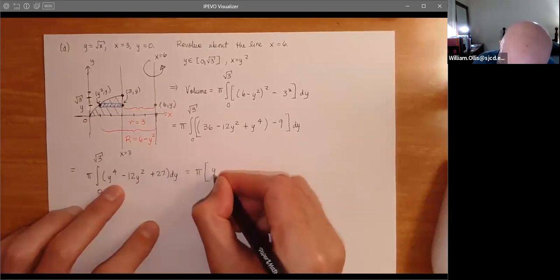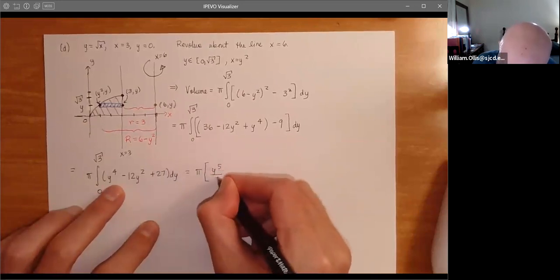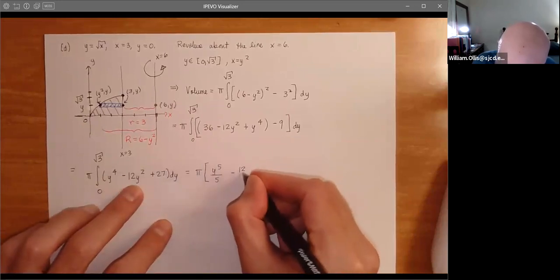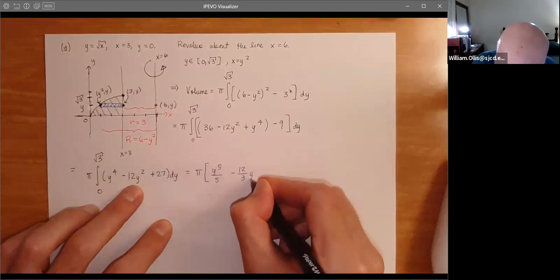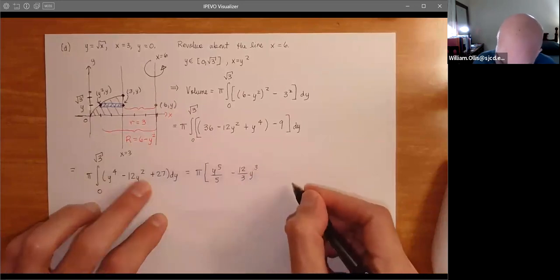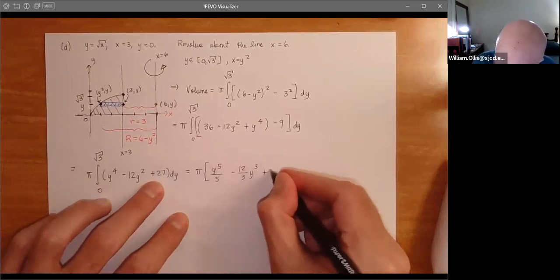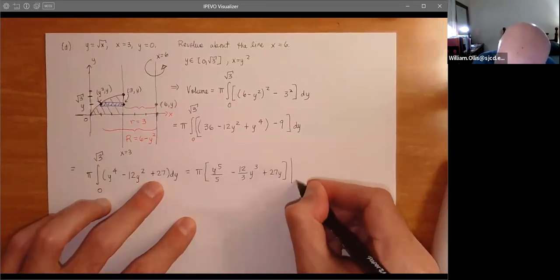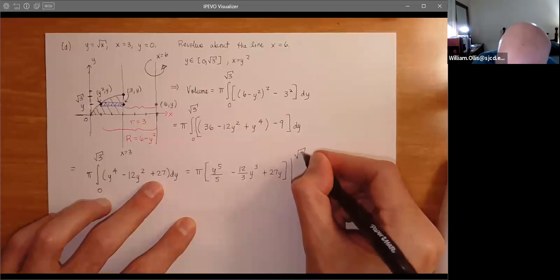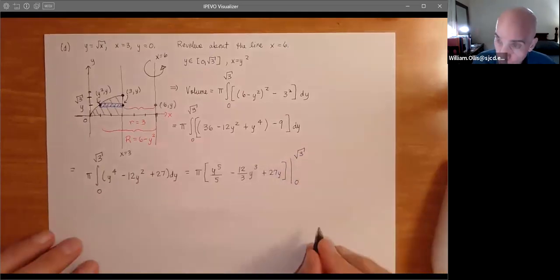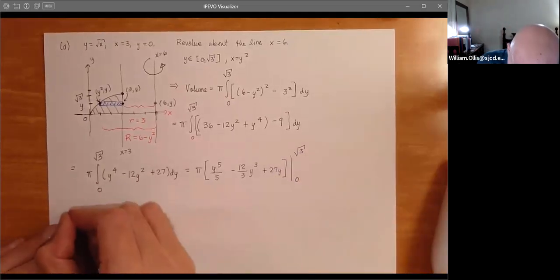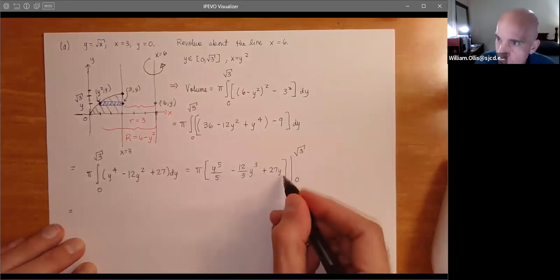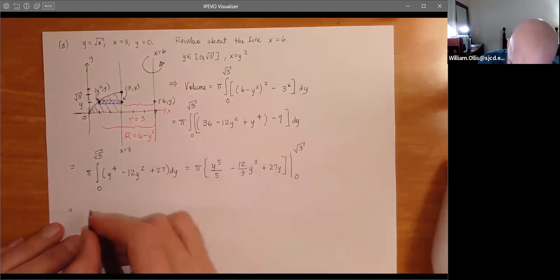So we get y to the 5th over 5, add 1, divide by the new power, minus 12 divided by 3, y cubed, add 1, divide by the new power, plus 27y. So we're back to these radicals again. Excuse me, square root of 3. So now, again, notice the 0 here annihilates all of these. So the lower limit is a blessing.